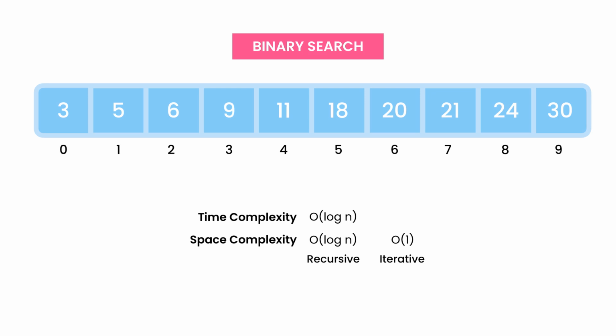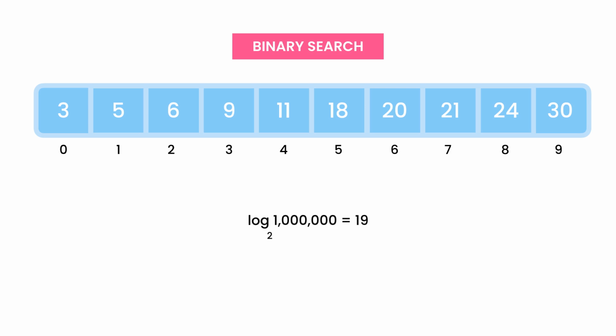For example, if we have 1 million items, log base 2 of 1 million equals 19. So we're going to find the target item with a maximum of 19 comparisons. So we need 19 recursive calls that should be stored on the stack. That's really negligible. The recursive implementation, in my opinion, is a bit cleaner and easier to understand, but that's subjective.